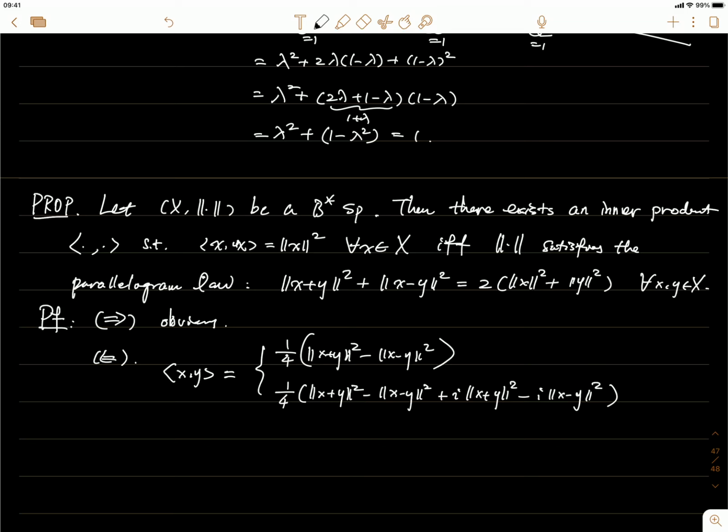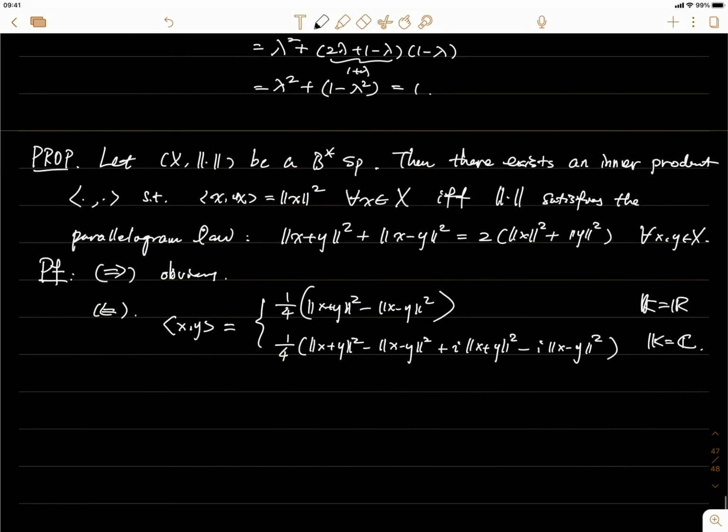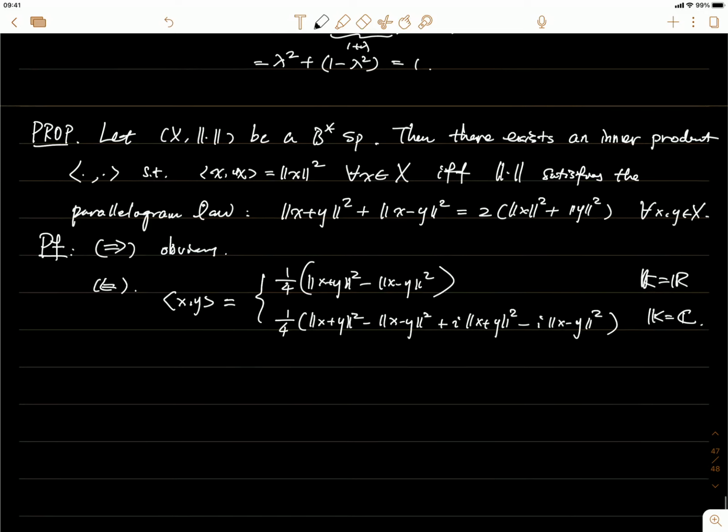Okay, so this is the case where k is the real numbers. Okay, so the proof is based on the following facts. Step 1, you try to prove that x plus y, z is equal to x, z plus y, z.